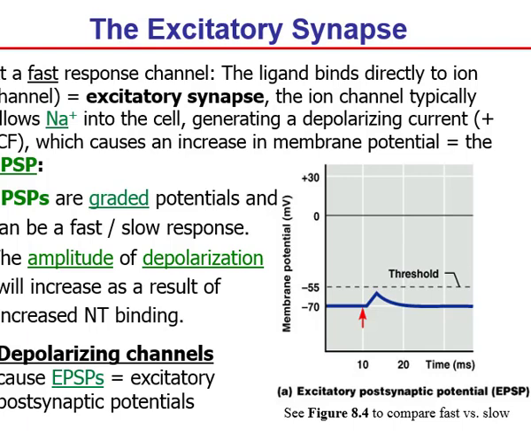The excitatory synapse will allow sodium to rush into the cell, generating a depolarizing current, making the ICF compartment positive, which causes an increase in membrane potential, referred to as an EPSP, an excitatory postsynaptic potential. Remember, we're talking about two neurons in series. Excitatory postsynaptic potentials are always graded potentials. They can be either fast or slow. The amplitude of depolarization will increase as a result of increased neurotransmitter binding. Depolarizing ion channels cause EPSPs, which are excitatory postsynaptic potentials.